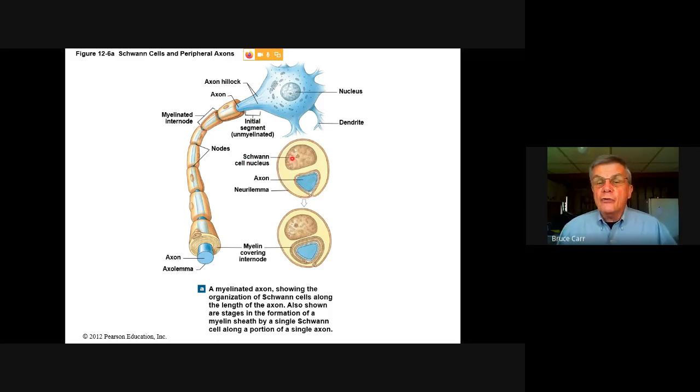Here's a Schwann cell which has approached an axon and just engulfed it, but once it gets to this point, one of these points begins to grow around and around and around, producing a multiple layer of membrane around the electrically active axon.